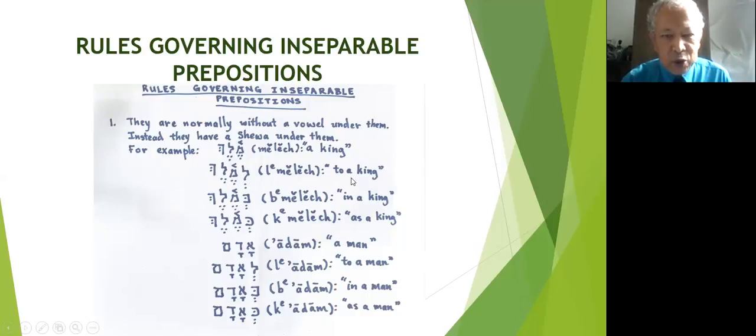Le melek, to a king. Be melek, in a king. Ke melek, as a king. Then atham: le atham, to a man. Be atham, in a man. Ke atham, as a man. So rule number one, they're normally without a vowel under them. Instead, they have a simple schwa under them, as we can see in these examples.